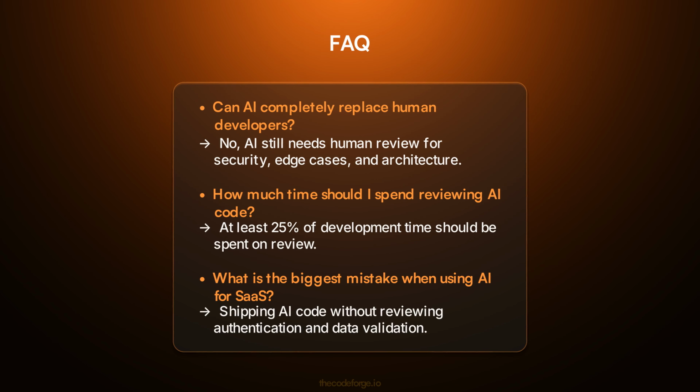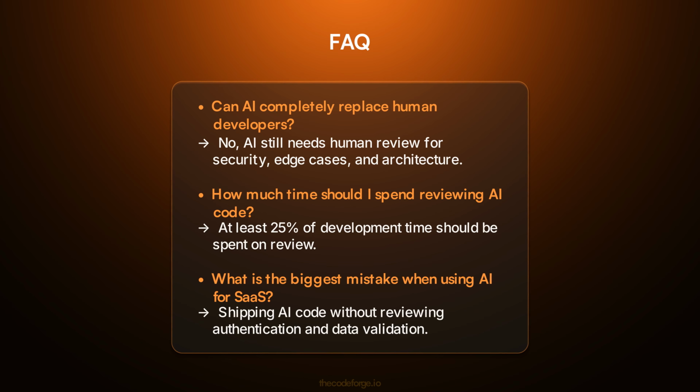And a few frequently asked questions. Can AI completely replace human developers? No, AI still needs human review for security, edge cases, and architecture. How much time should I spend reviewing AI code? At least 25% of development time should be spent on review. What is the biggest mistake when using AI for SaaS? Shipping AI code without reviewing authentication and data validation.